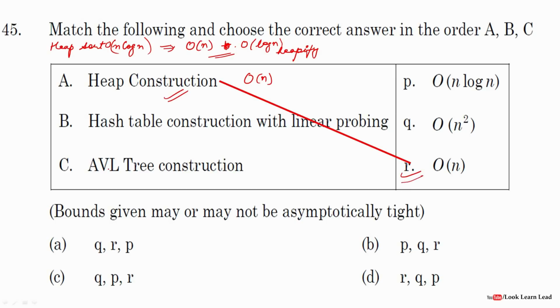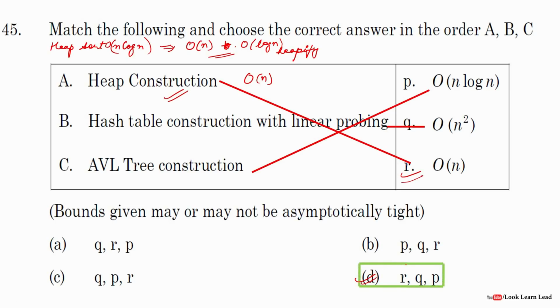Okay, this is true. Now hash table construction with linear probing is order of n square. And for AVL tree construction it is order of n log n. So the answer should be RQP. RQP is D. D should be our option.